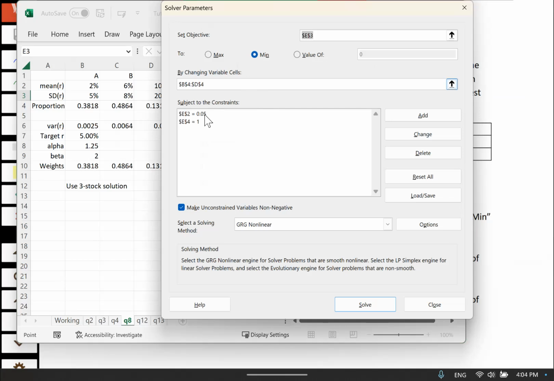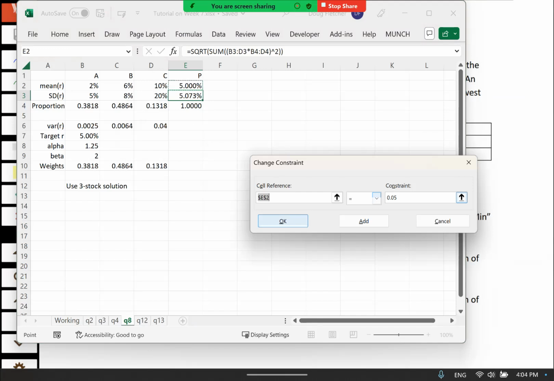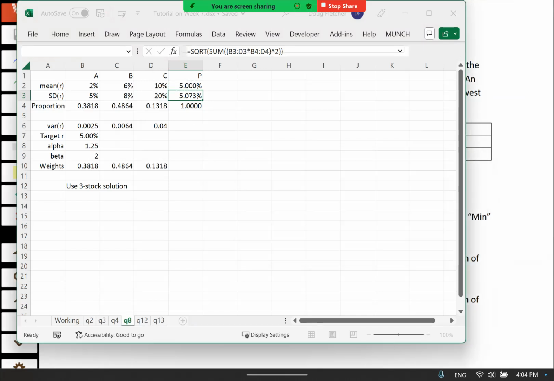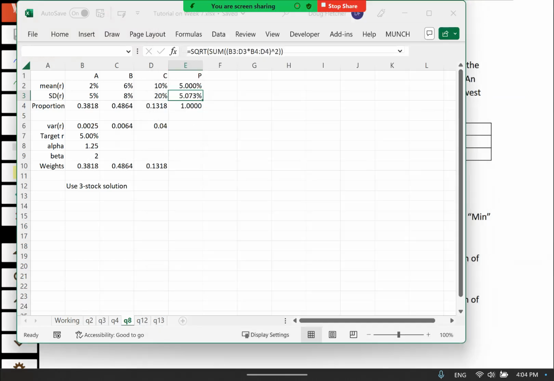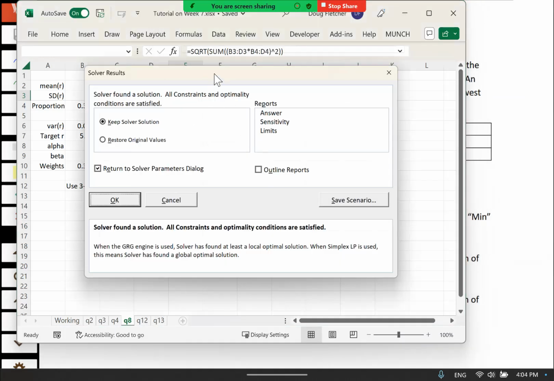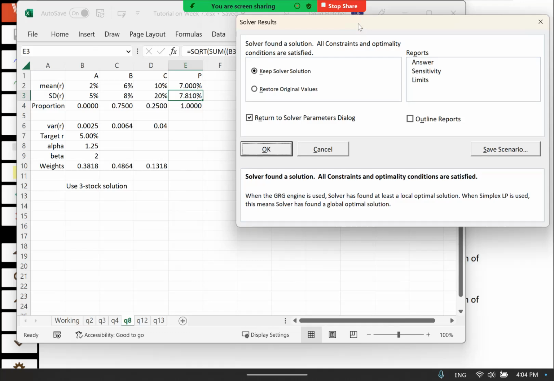And the next one we were going to use is having the target return at 7%. So we're going to change this constraint. So that will now be 0.07. That's all we want. So we click on OK, and now we solve. Again, we need to move that out of the way to see what's happening.